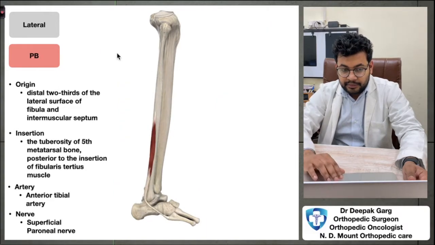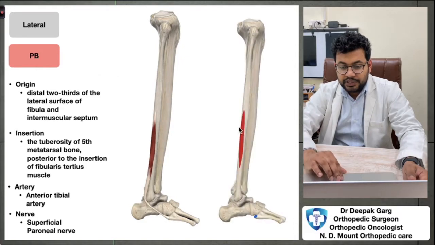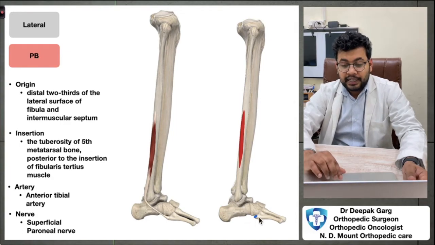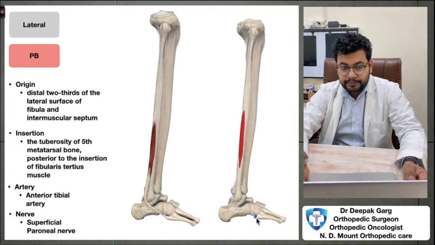Then we have the peroneus brevis muscle in the lateral compartment, which has an origin from the lateral surface of the lower two-thirds of the fibula and will pass posterior to the lateral malleolus and will insert at the base of the fifth metatarsal. So we know this is a very common cause of the avulsion fracture in the fifth metatarsal.